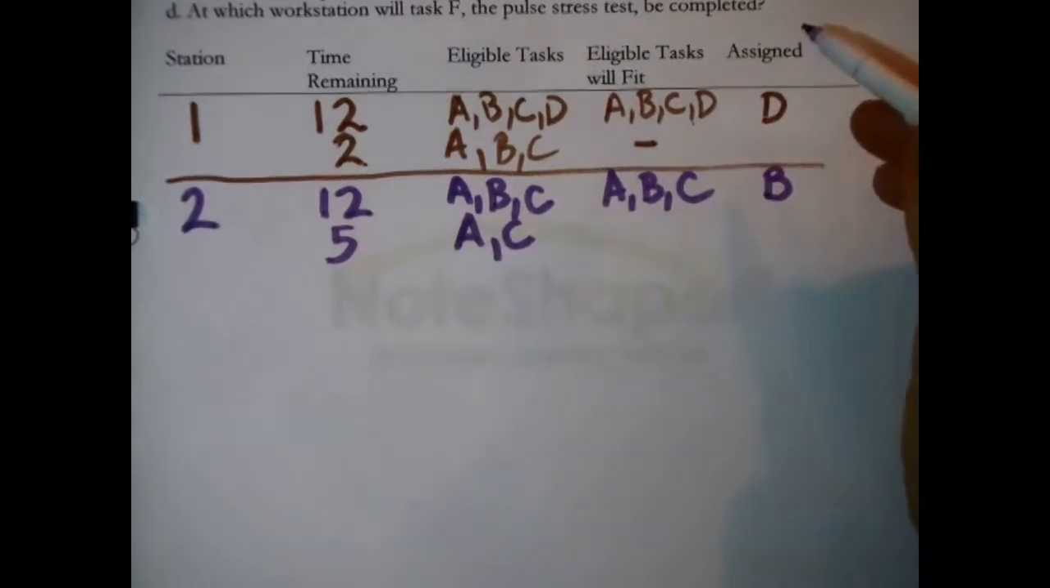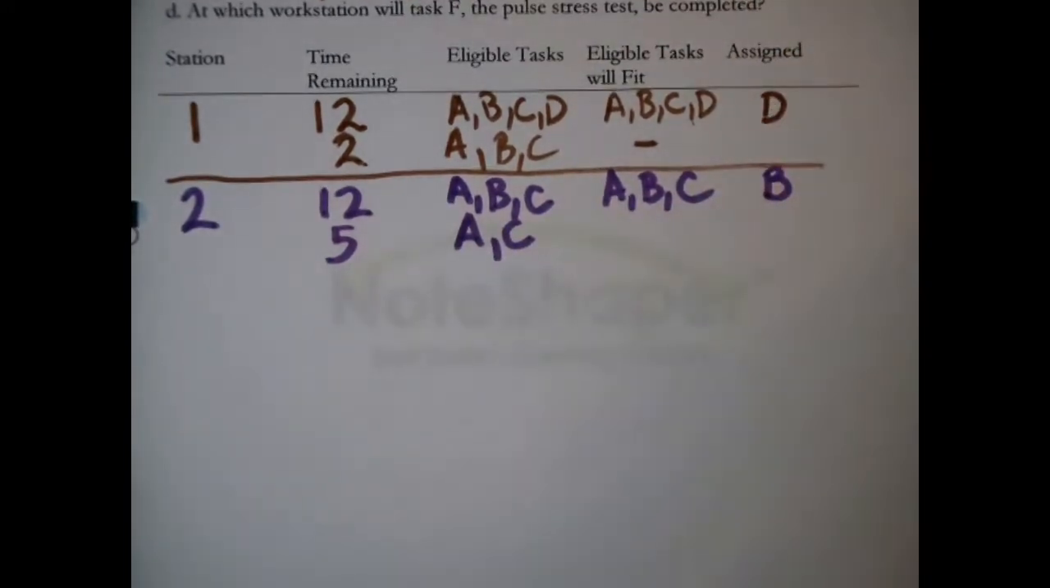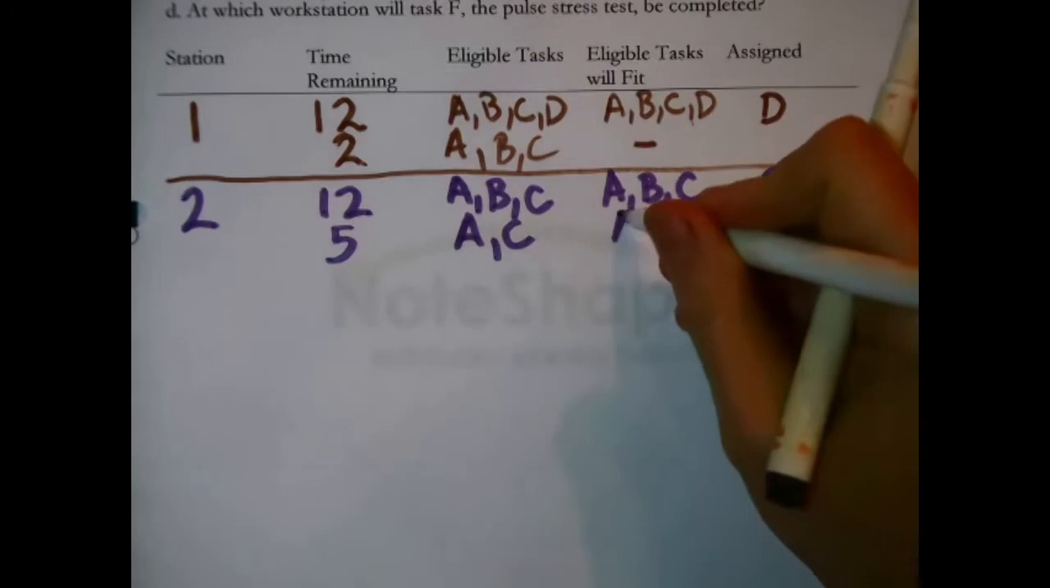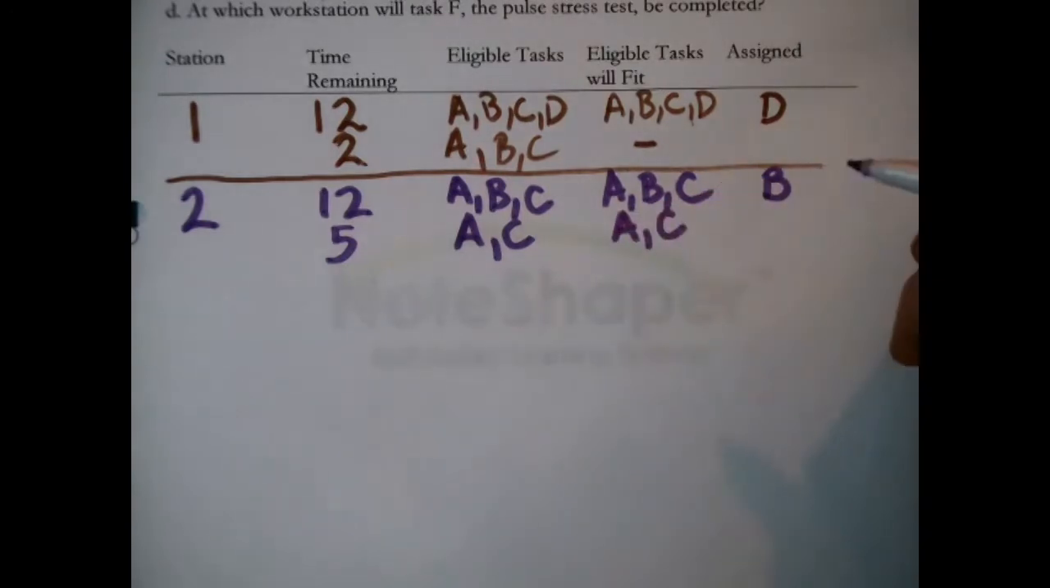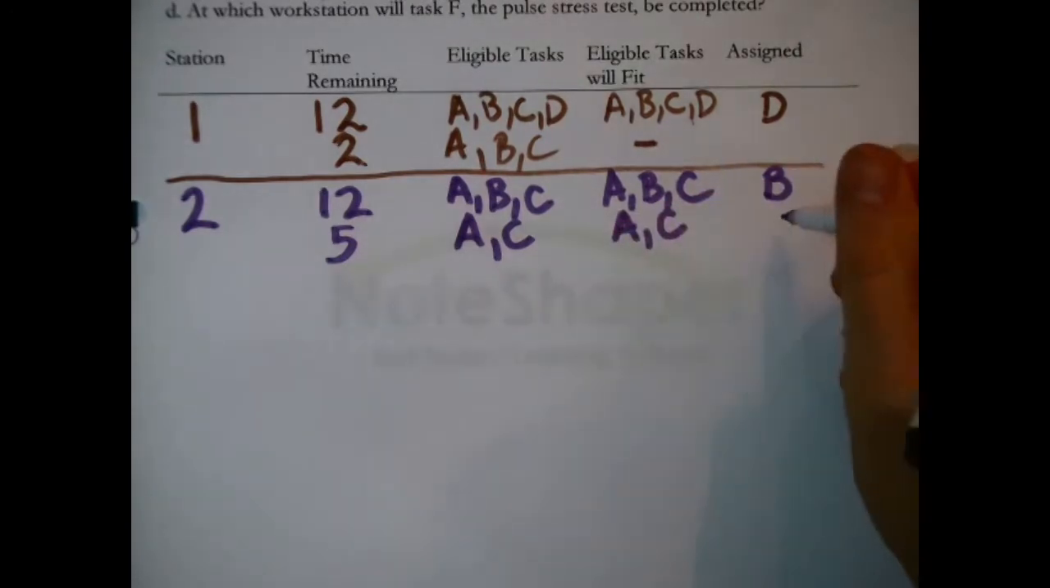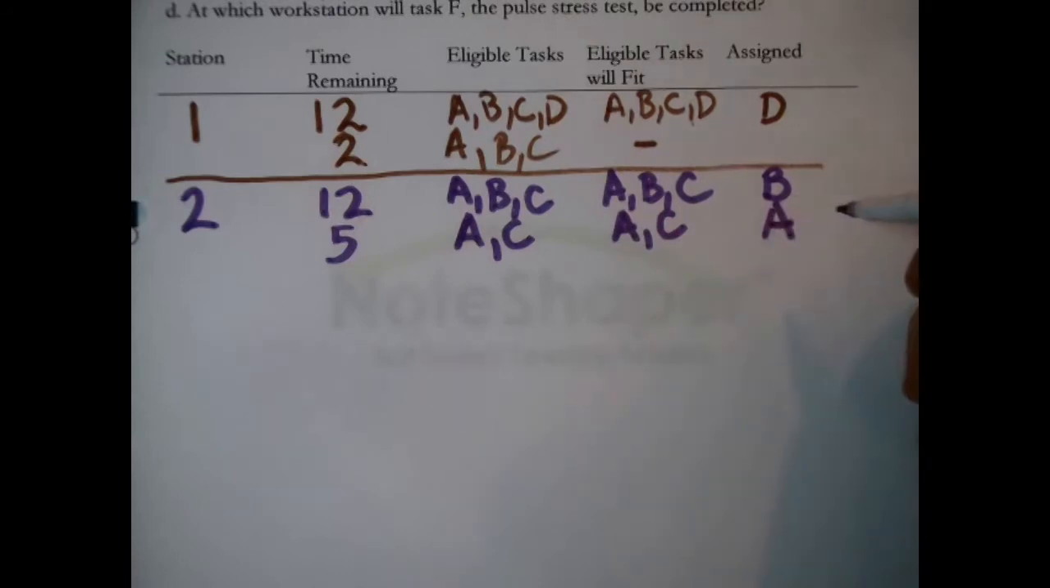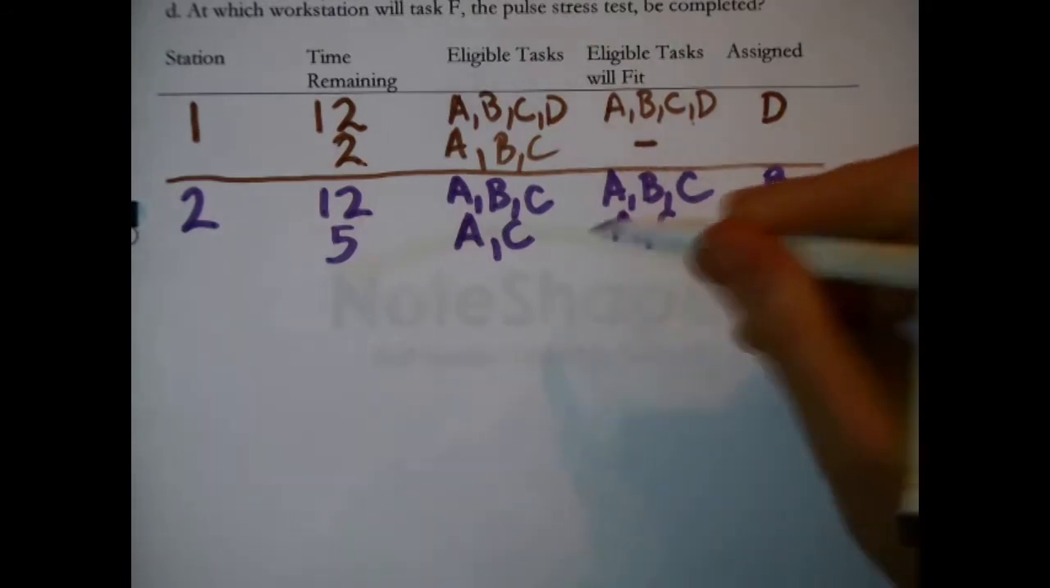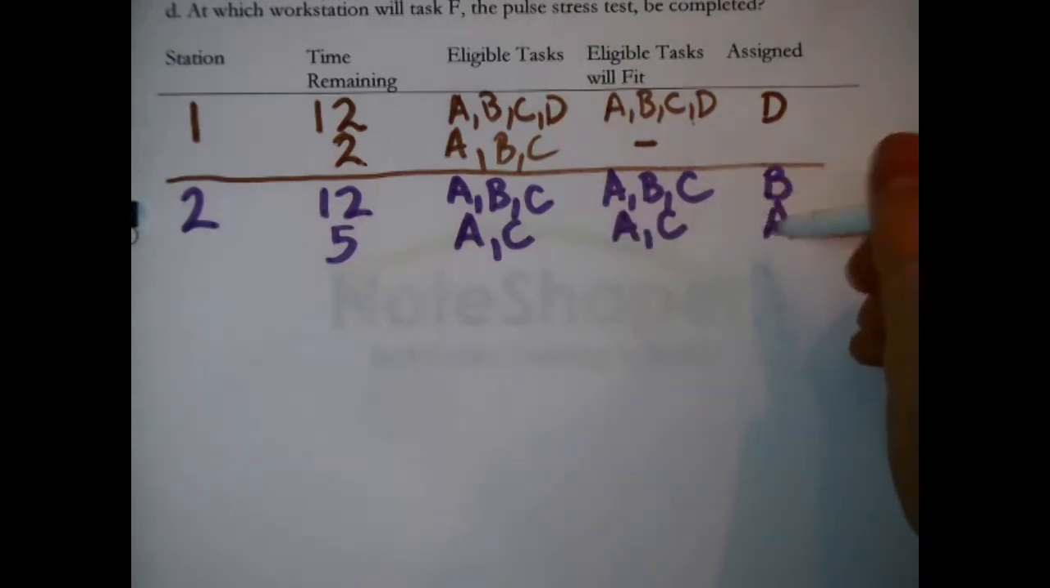And I'm looking at the data. Let's see, A is 5 minutes and C is 3 minutes. Each one of them would fit inside the 5 minutes. We pick the longer one. That's the rule. Okay, that's A. All right, so this second workstation will also do the vision test.